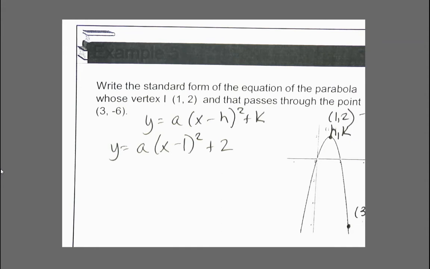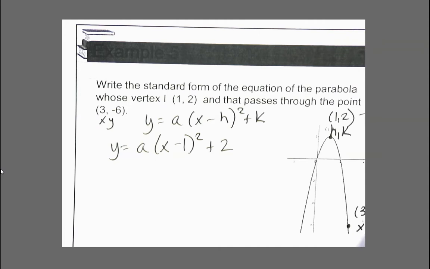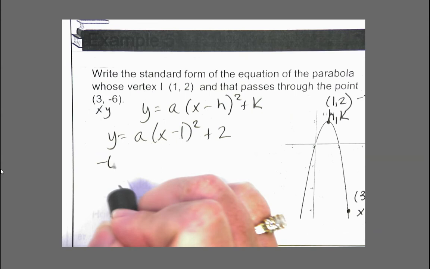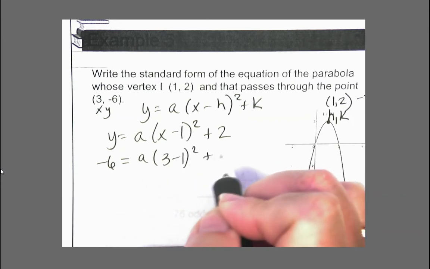We're going to go back old school. You remember point slope formula, and then y equals mx plus b? Some teachers taught you to plug in an x and a y to get your b. Well, we have to do the same thing to get our a. You have to plug in an x and a y to get your a. And look, here's the extra x and y. So we plug that in: -6 equals a times (3 minus 1) squared plus 2.